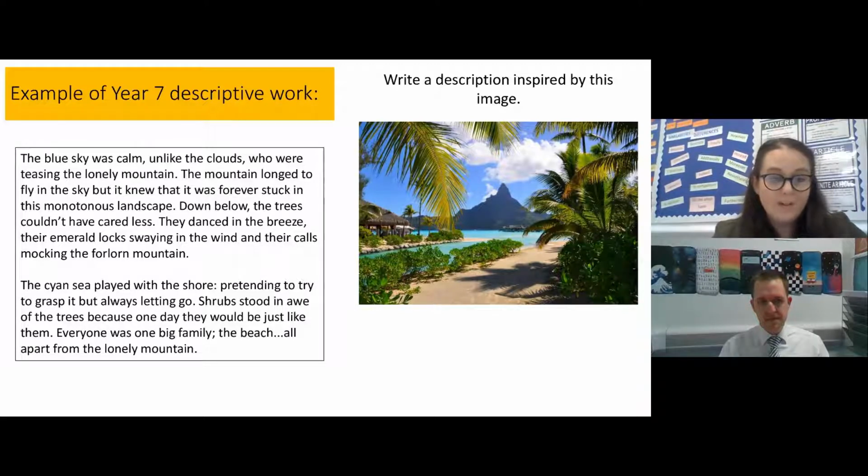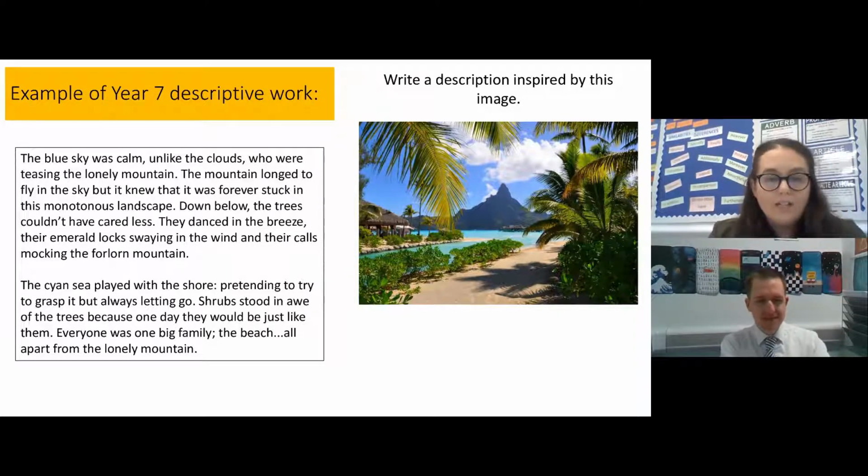It's actually produced by one of our new Year 7 cohort in recent weeks. I'll just have a little read of that to you. So it says, the blue sky was calm, unlike the clouds who were teasing the lonely mountain. The mountain longed to fly in the sky, but it knew that it was forever stuck in a monotonous landscape. Down below, the trees couldn't have cared less. They danced in the breeze, their emerald locks swaying in the wind and their cools mocking the forlorn mountain. The Cyan Sea played with the shore, pretending to try to grasp it, but always letting go. Shrubs stood in awe of the trees, because one day they would be just like them. Everyone was one big family, the beach, all apart from the lonely mountain.